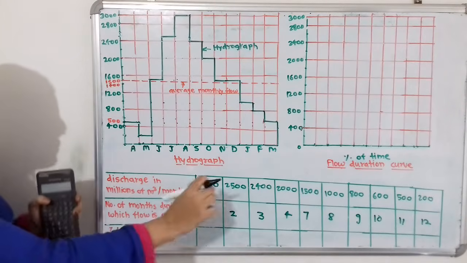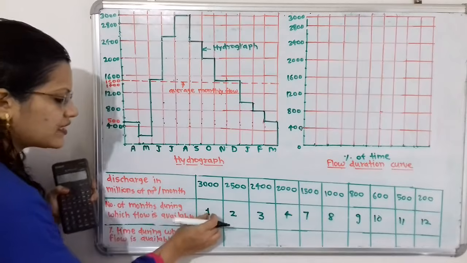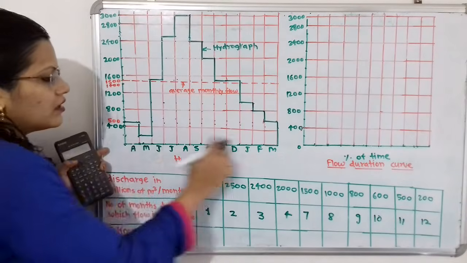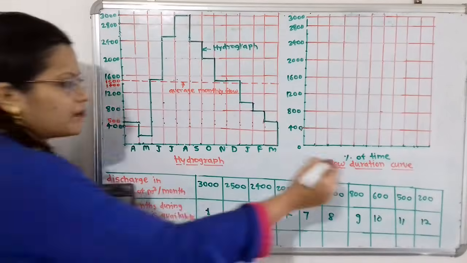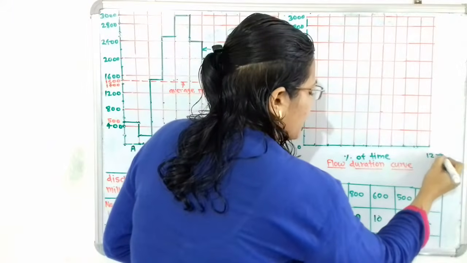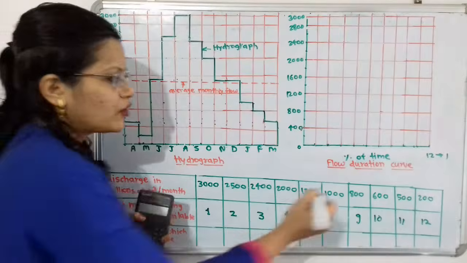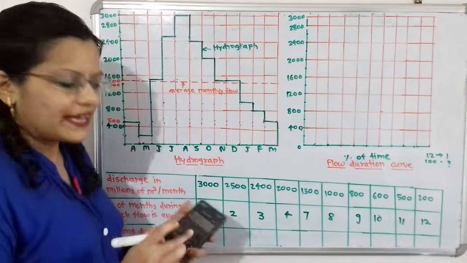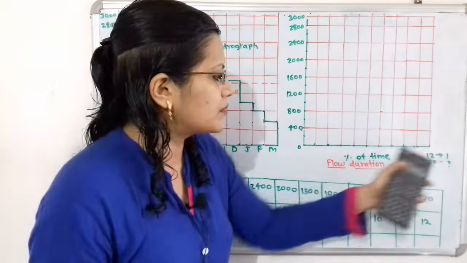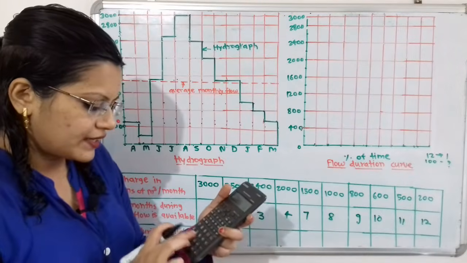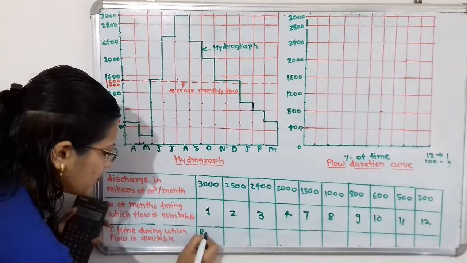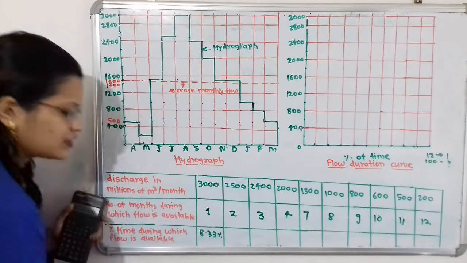Now if we observe, this discharge 3000 is available for 1 month. So number of months are 12. So out of 12 months, only 1 month is available. So out of 100, how much percentage do we have to calculate? That means if we cross multiply, then 100 divided by 12. That is 8.33. So here 8.33 is the percentage time.